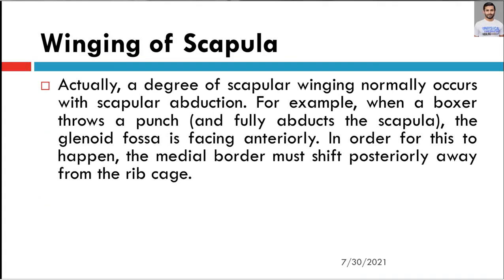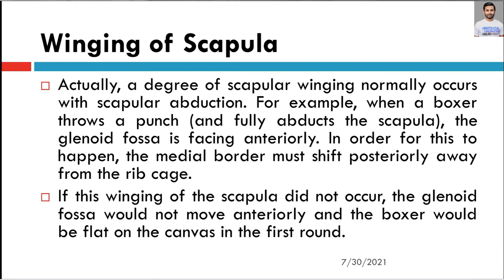Sometimes people believe that there is an injury to the long thoracic nerve, but clinically it is sometimes contrary to this statement. There is some degree of scapular winging normally present with scapular abduction. For example, when a boxer throws a punch, the glenoid fossa is facing anteriorly. In order for this to happen, the medial border must shift posteriorly away from the rib cage. Otherwise, the person cannot make a punch. If this winging of the scapula did not occur, the glenoid fossa would not move anteriorly and the boxer would be flat on the canvas in the first round.